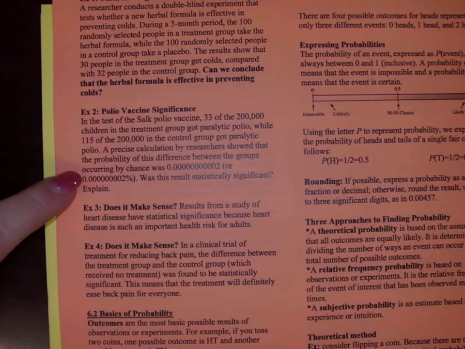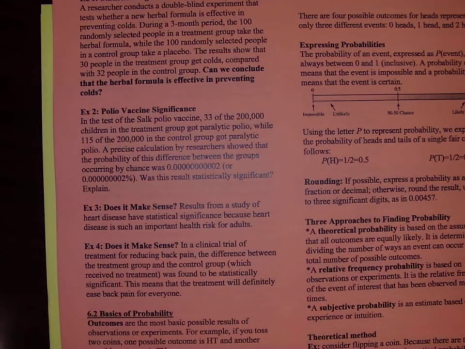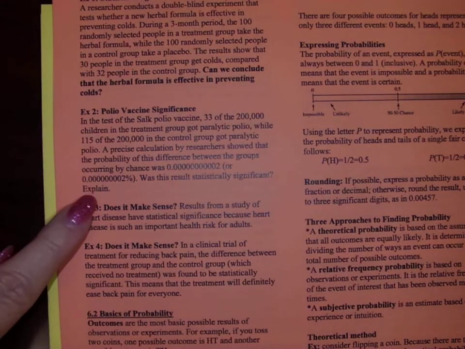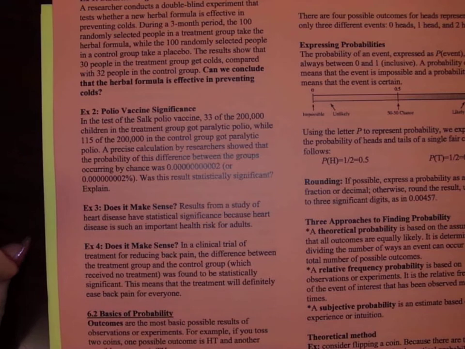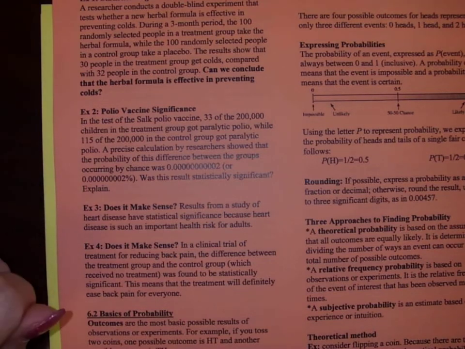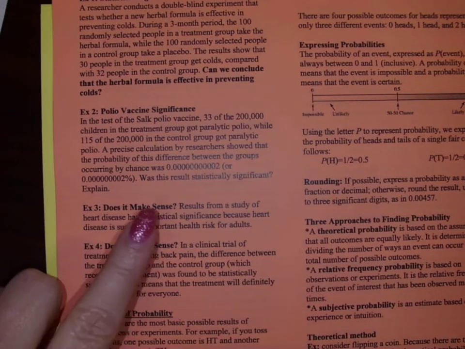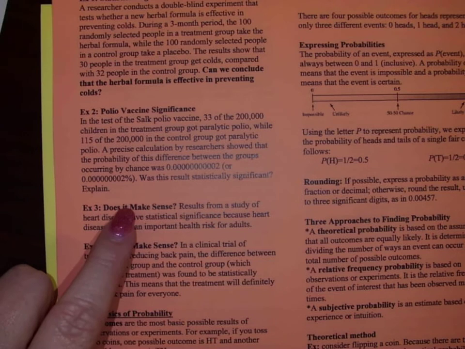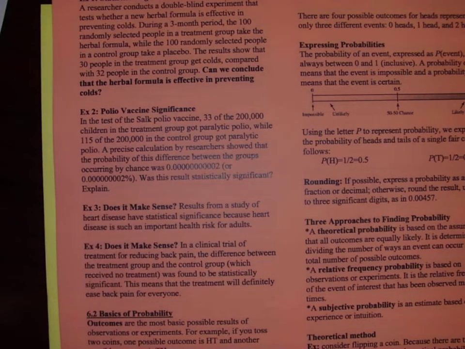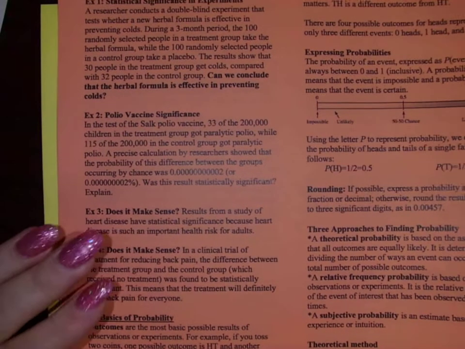So was this result statistically significant? In this case, it would be statistically significant at the 0.05 level if there was less than a 5% likelihood of it occurring by random chance, and significant at the 0.01 level if there was less than a 1% likelihood of it occurring by random chance. Because the actual probability of it occurring by chance was calculated to be so small, it's significant at both of those. So that's why the researchers were so confident.